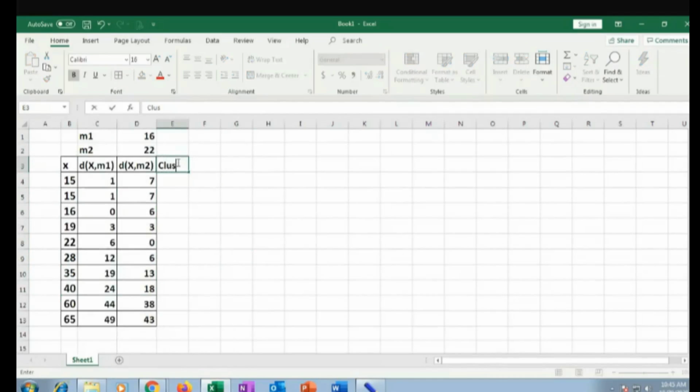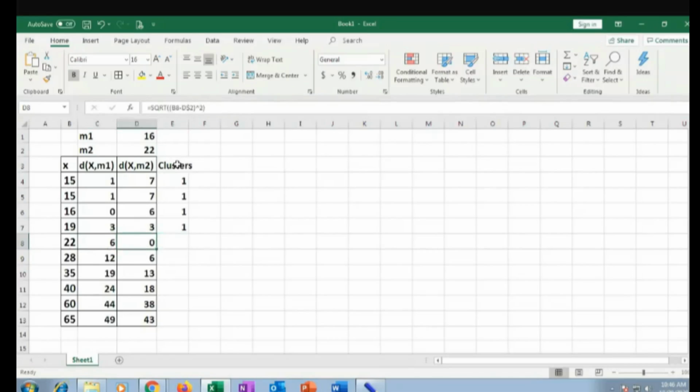Now what are the cluster assignments? So clusters. What you will do is find the minimum of these. So which one is the minimum one? I will say this is the minimum one, so it will be 1. This will be minimum, so this will be 1. 0 is minimum, so it will be 1. 3 and 3, you can have any one, so I will say take 1.